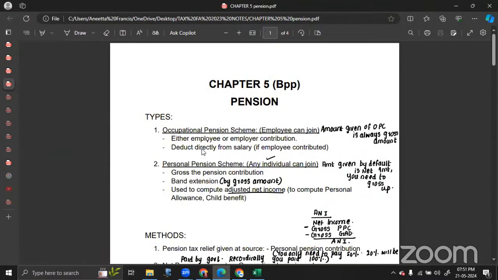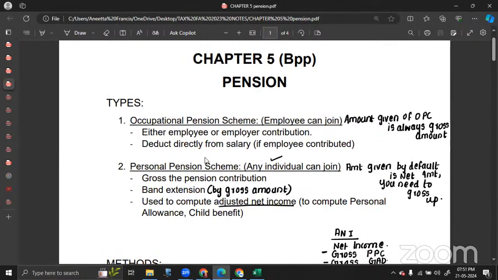Moving to chapter 5, pension. There are two types of pension. There is occupational pension and personal pension scheme. Occupational pension, only an employee can join the scheme and if the employee contributes to their OPC, it is directly deducted from their salary.